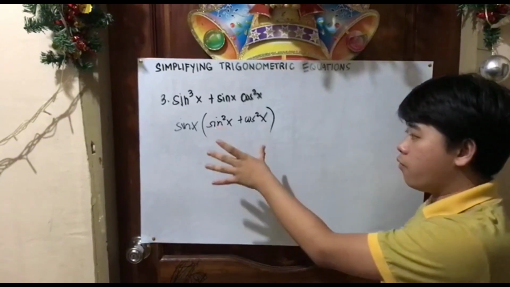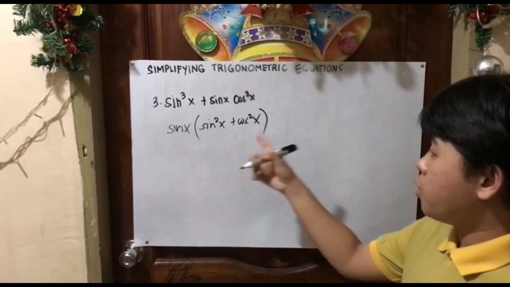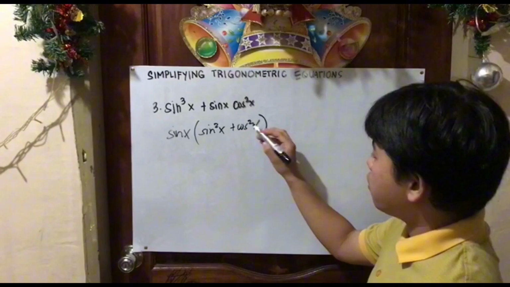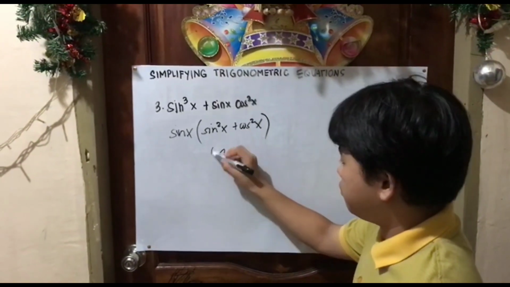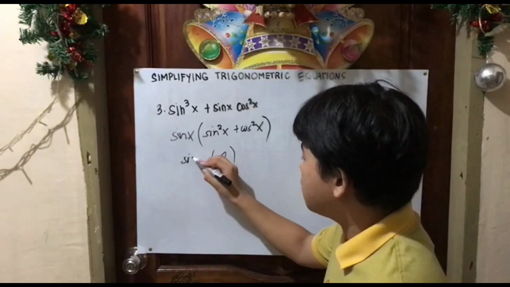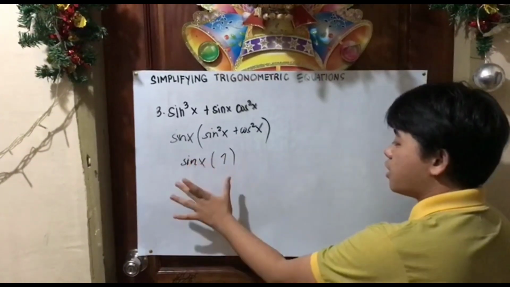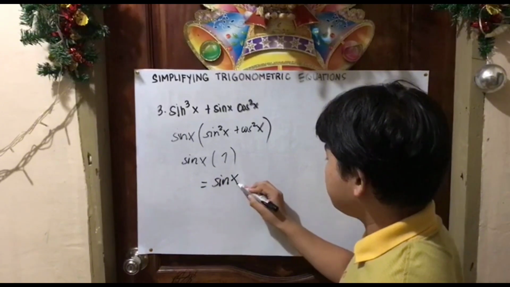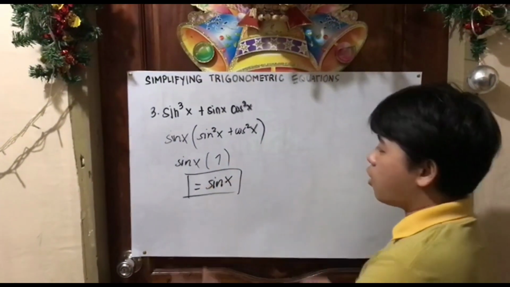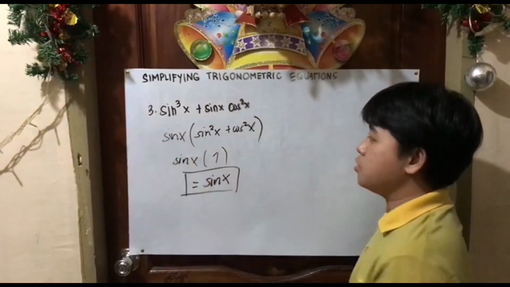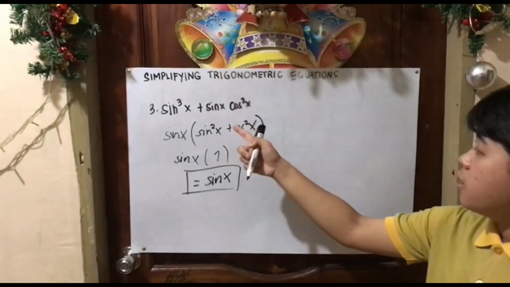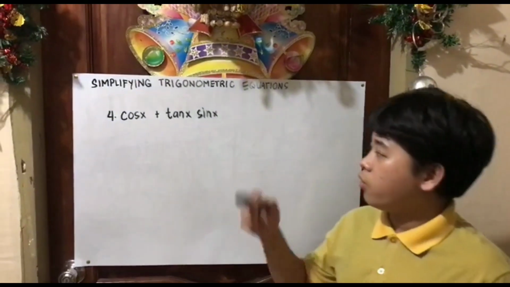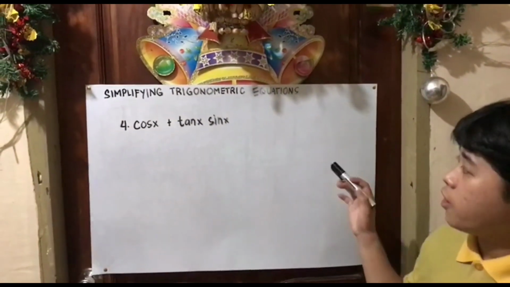So as you can see, we have a Pythagorean identity. So sine squared x plus cosine squared x is equal to 1. Then sine x times 1 is equal to sine x. So sine x will be our simplest form for this equation, sine cubed x plus sine x times cosine squared x.